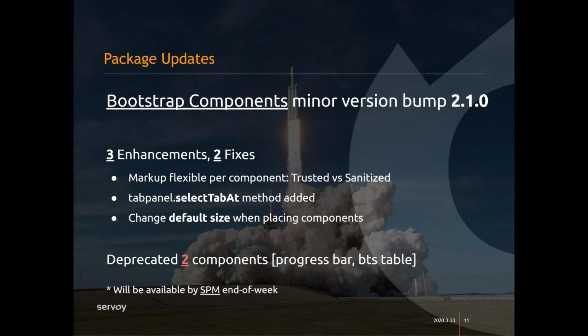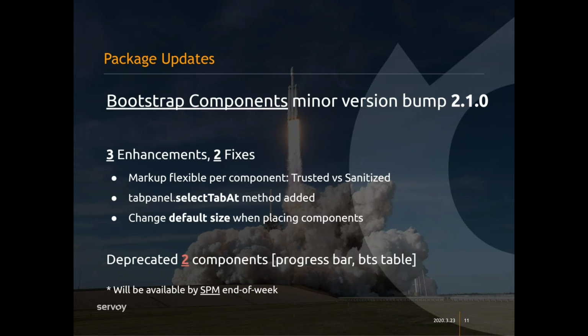And that's now at a component level. We added a method to programmatically select a tab on the tab panel. Also, this one's my favorite. The default size when you place a Bootstrap component was like a big blocky rectangle. So we made that, I think, now 200 by 30. So if you're placing a text box, checkbox, those types of buttons, those types of things, they actually are sized a bit nicer.